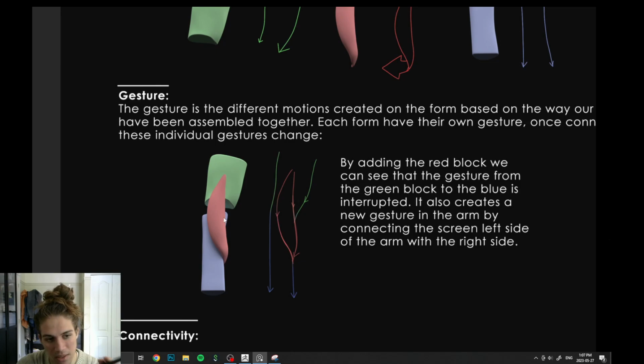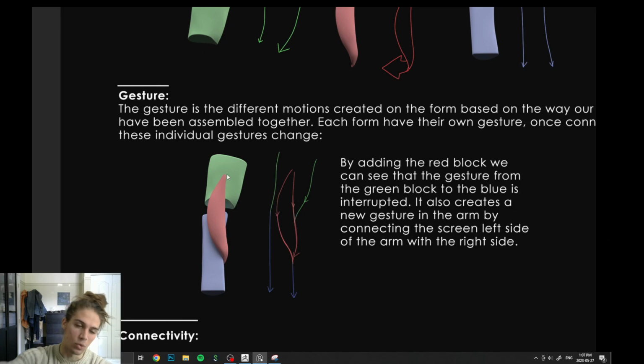You're going to have this red block on your shoulder. This is pretty easy to see that it's a forearm. You're going to see it on your legs. There is always this connective tissue that you're going to have to connect your forms together to make them solid.